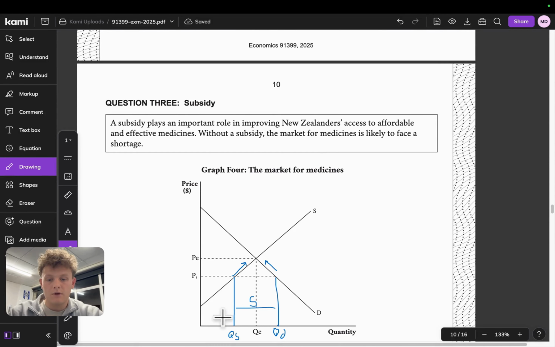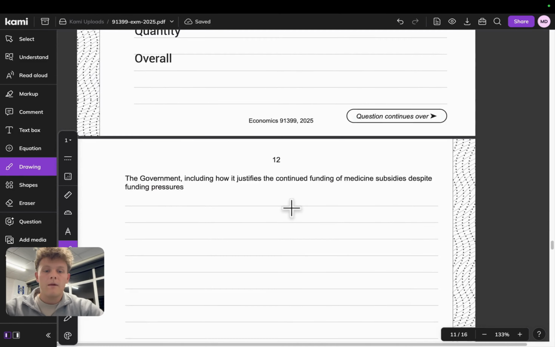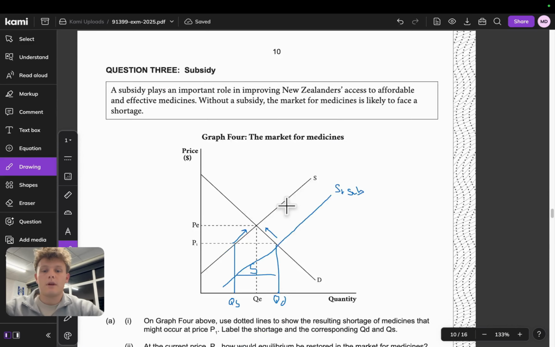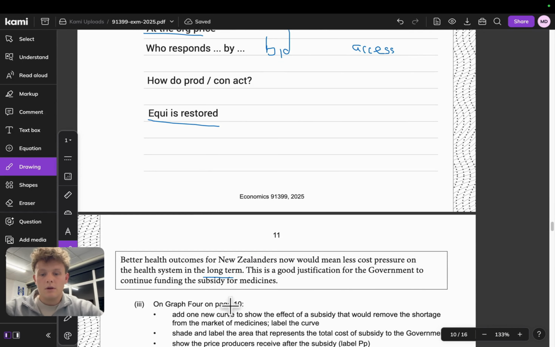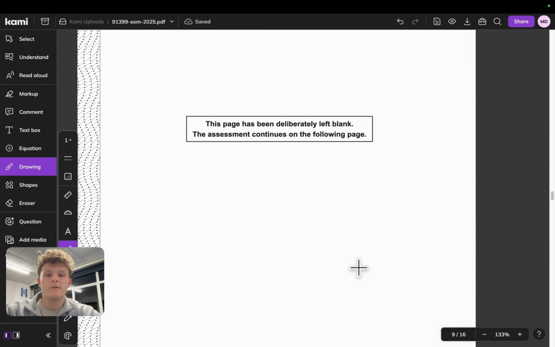We're going to add a curve right in like this. I'm going to call it S plus sub. And shade and label the area that represents the total cost to the government. Show the price producers receive, and then mark the area representing the deadweight loss to ABC.